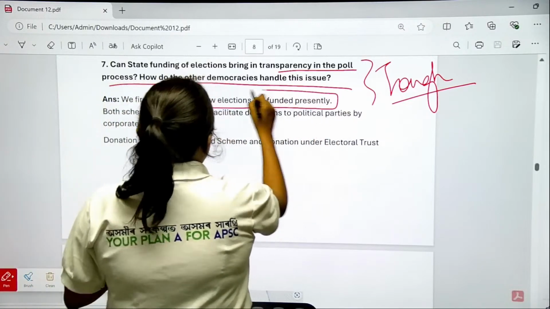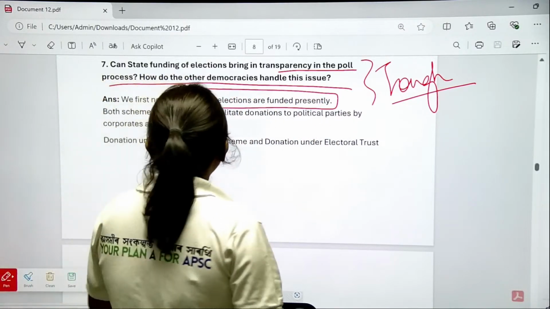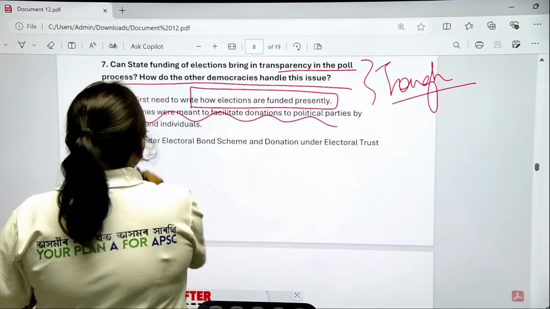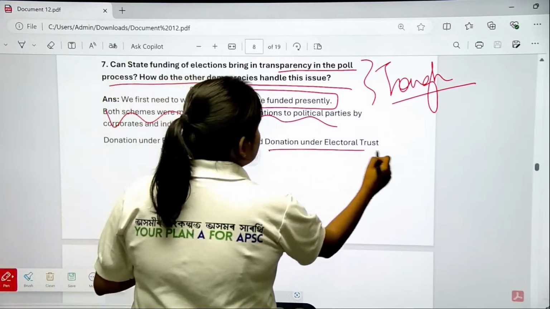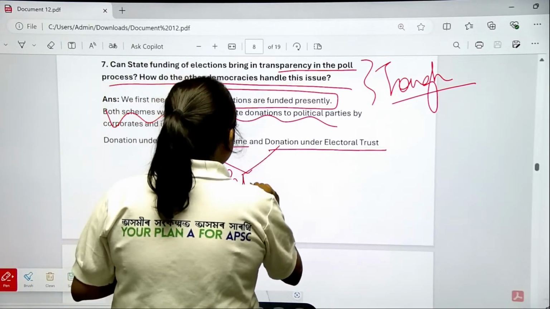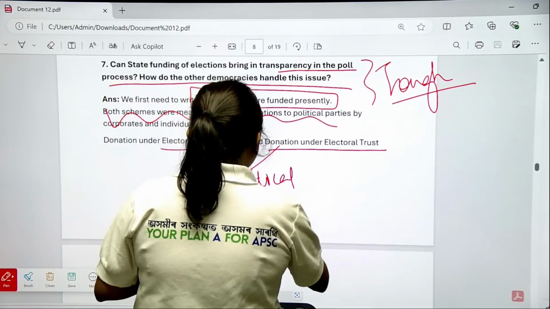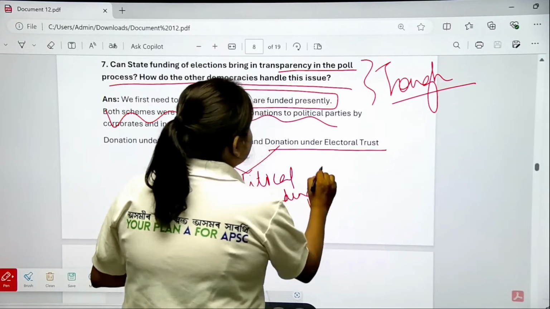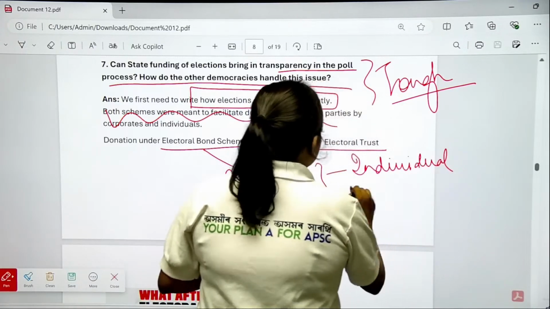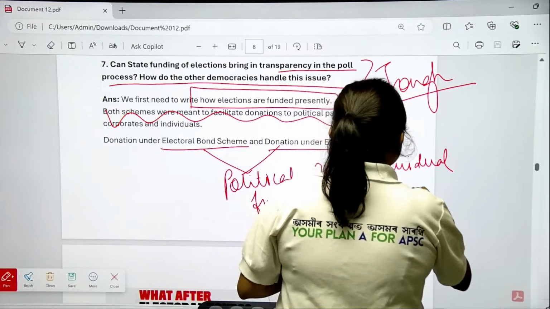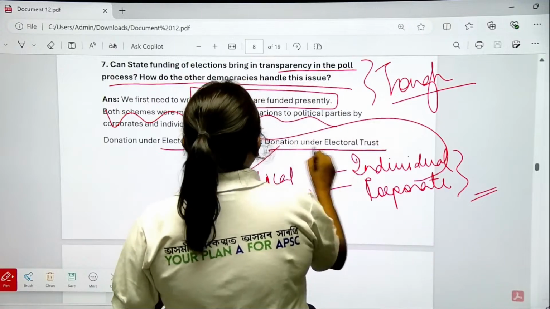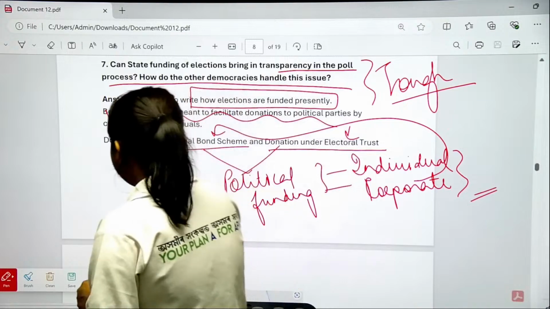So we first need to write how elections are funded presently. We are going to see both schemes meant to facilitate donation: donation under the electoral bond scheme and donation under electoral trust. Currently, political funding comes from individuals and from corporates, and this funding is made through the electoral bond scheme and electoral trust. Okay, now moving ahead.